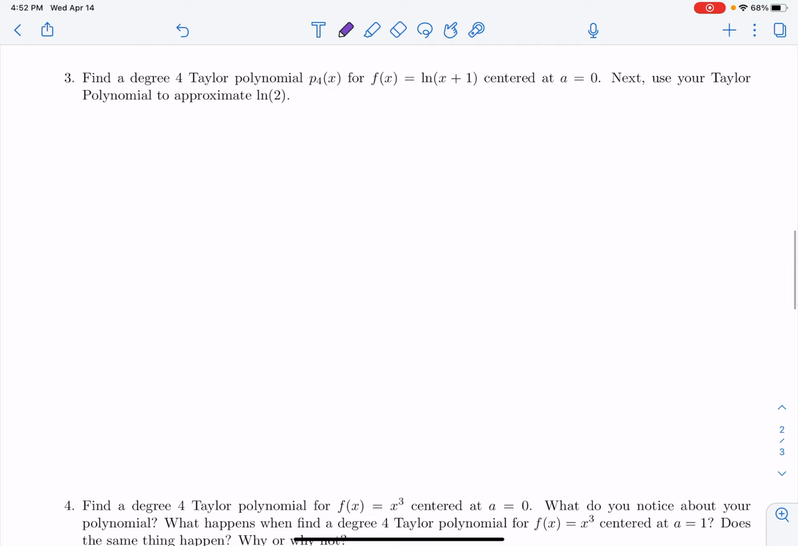All right, let's do another one. Find a degree 4 Taylor polynomial, P4 of x, for f of x equals natural log of x plus 1, centered at a equals 0. Next, use your Taylor polynomial to approximate natural log of 2.